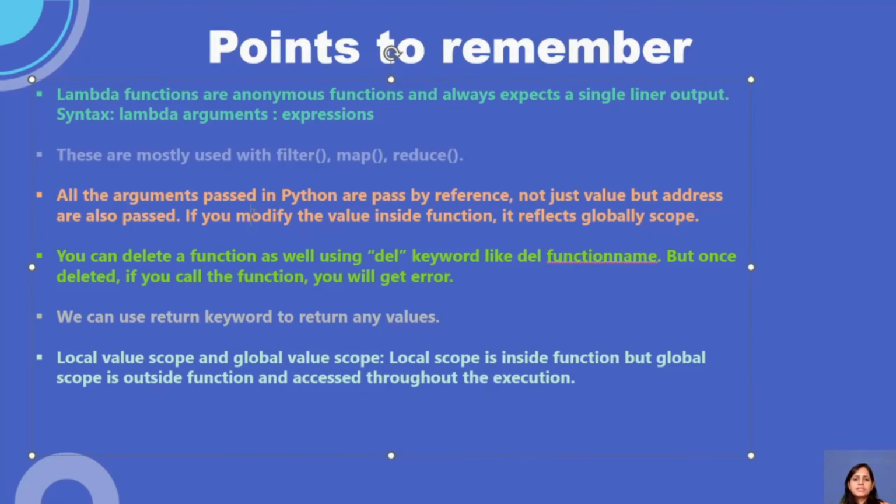All the arguments passed in Python are by default passed by reference. Not just value, but address are also passed. So there are two methods, right? One is passed by reference and passed by value, and we have read in our C language, correct? So if you modify the value inside function, it reflects globally. In global scope, it is reflecting, right? So pass by reference means whenever you're changing something, the address keeps on changing of that.